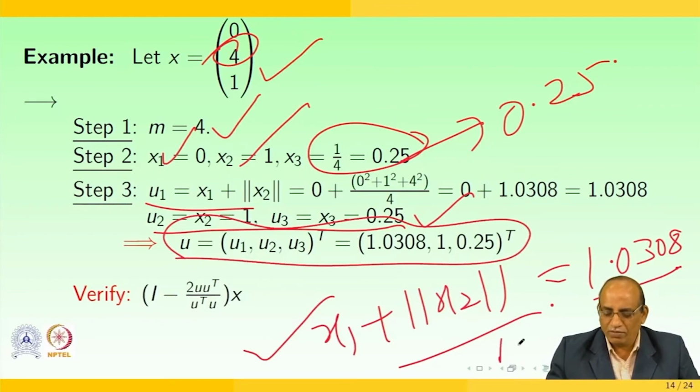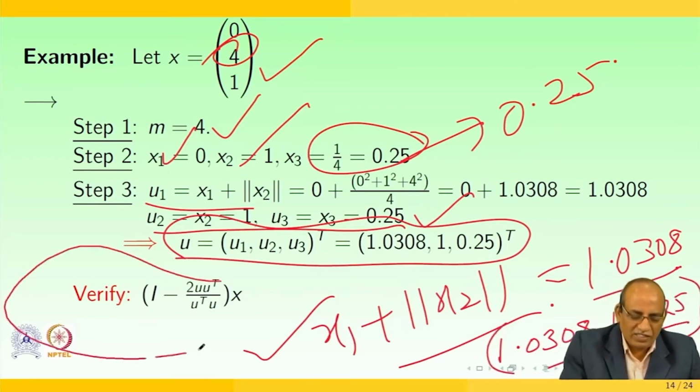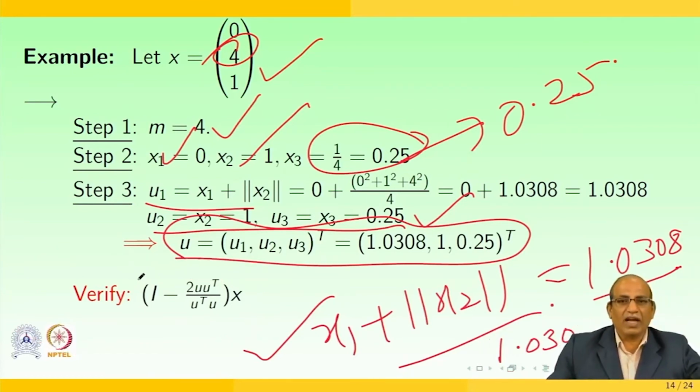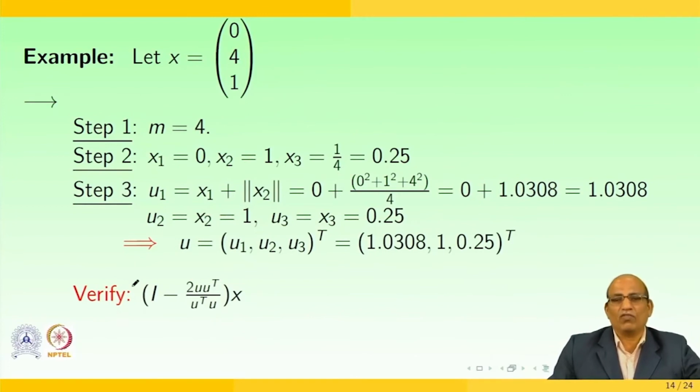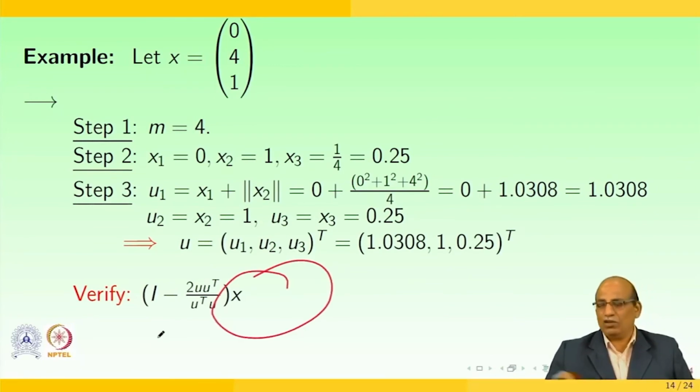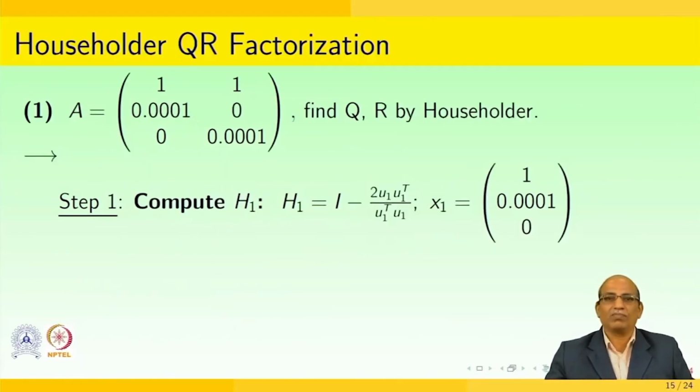So it will become 1.0308, 1, 0.25. Right? So you can verify this. This is a nice example of how you are able to find I minus 2uu transpose times x, and this unknown vector x will be known by using this example.